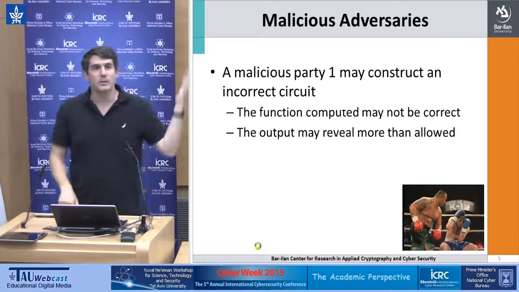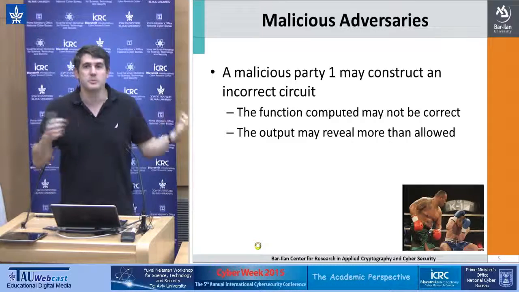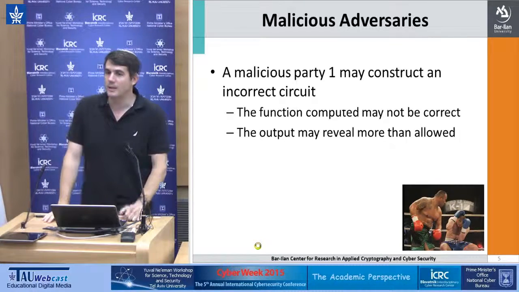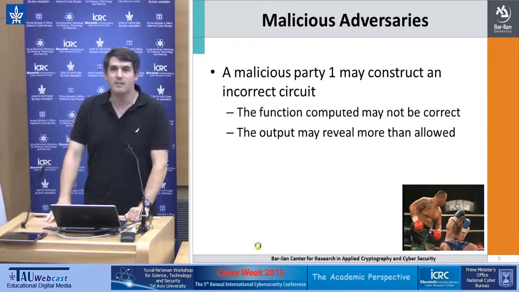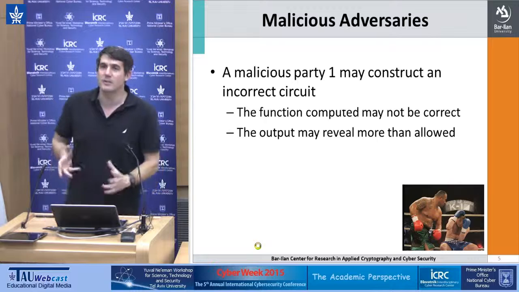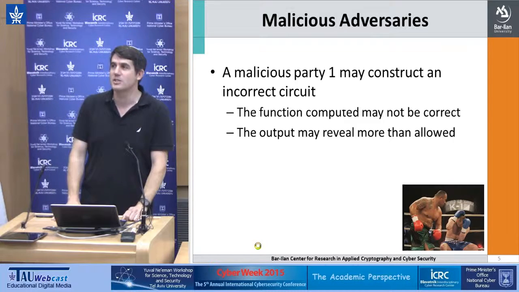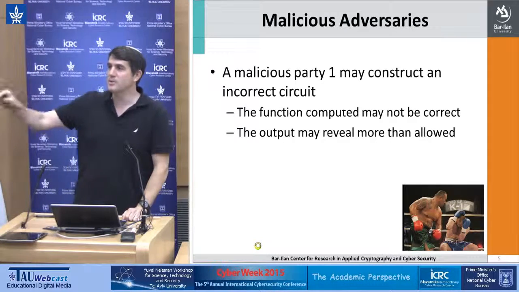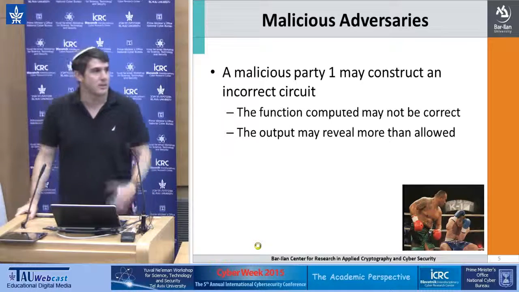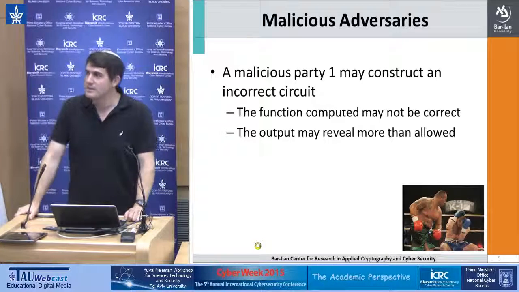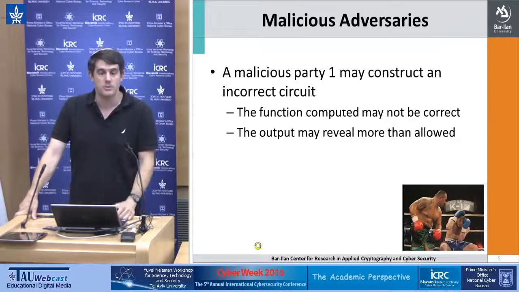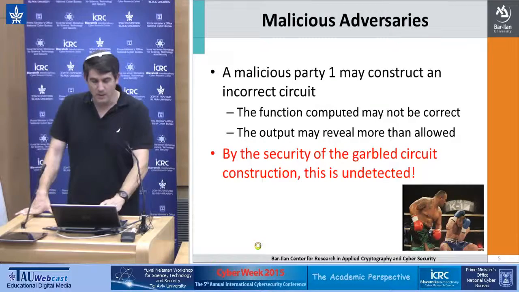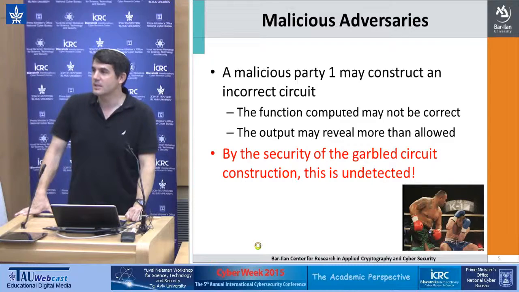Or, for example, if we're using this to compare genomes for some medical application that we want to preserve privacy about, then instead of computing the correct function, this malicious party can encode information about, you know, does this person have some certain mutation or some tendency to a certain illness, and somehow reveal that from the computation, even though he's not supposed to. So we have this wonderful black box, but we don't know whether it's actually correctly constructed.